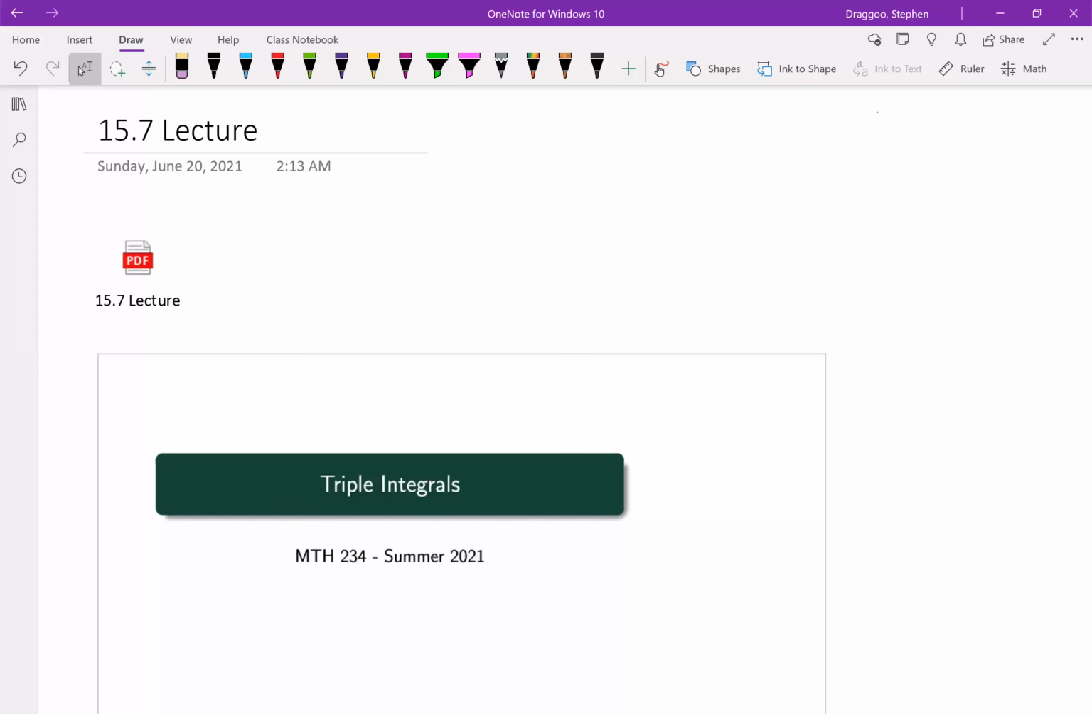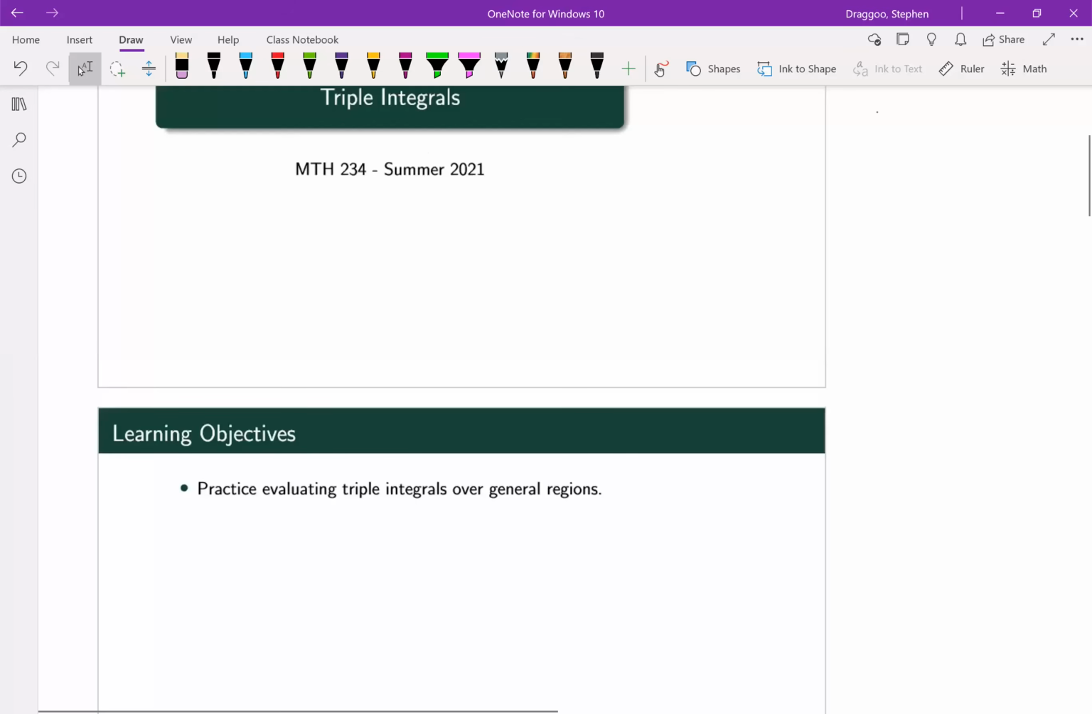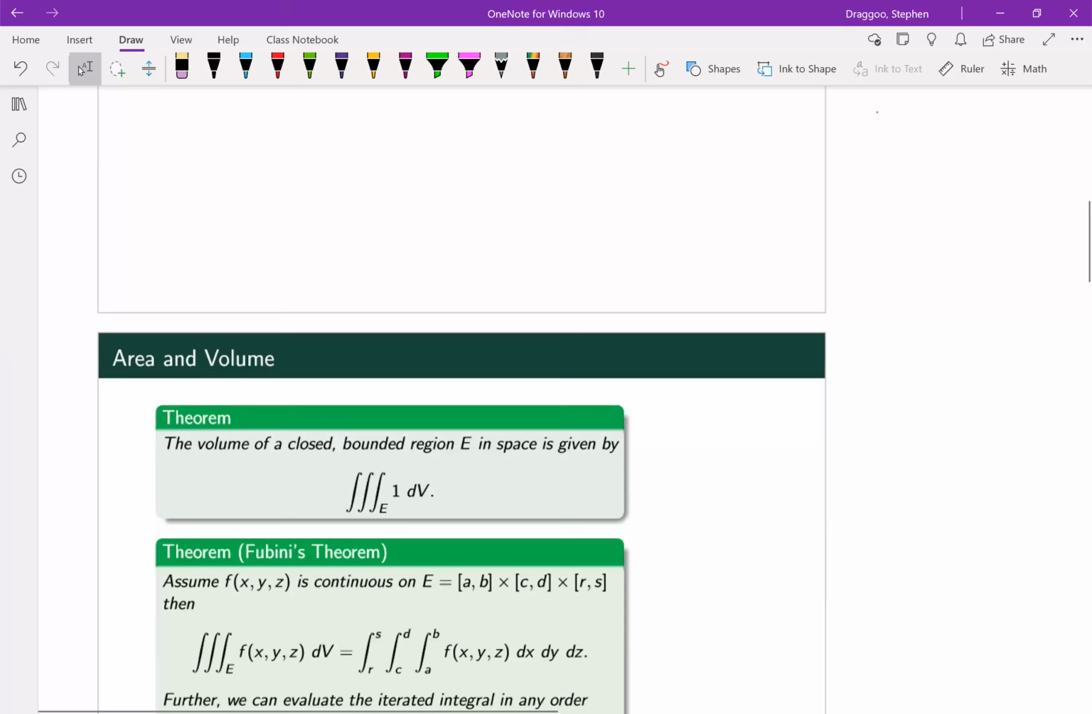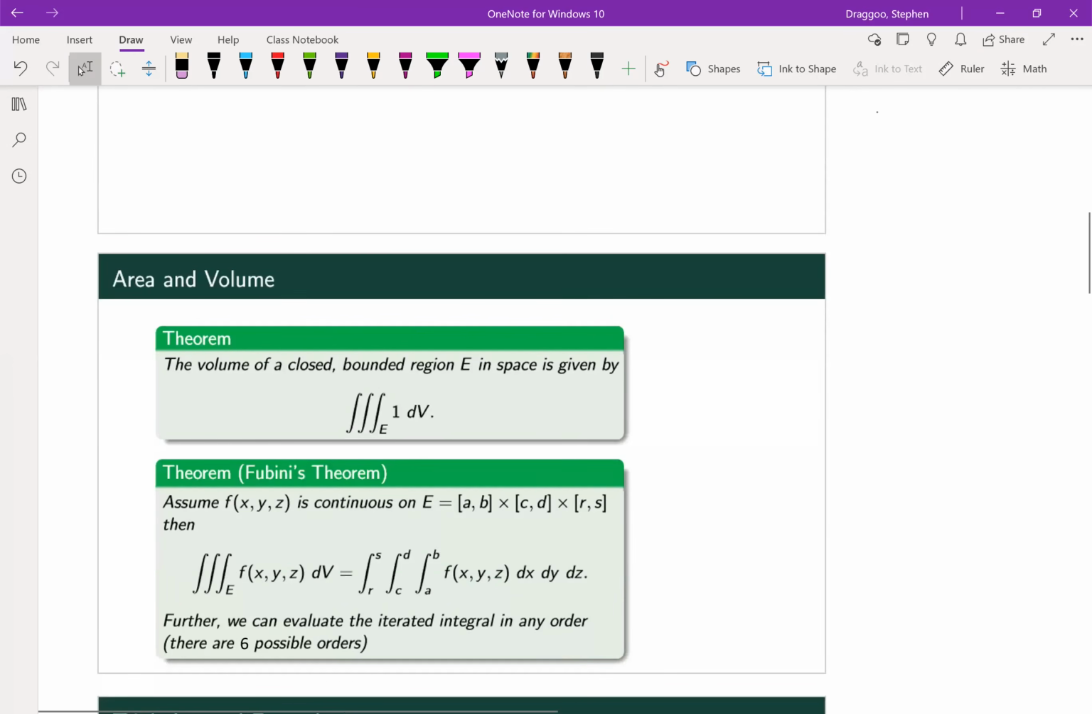All right, let's take a look at section 15.7, which will cover triple integrals. So just the one learning objective this time, we're going to practice evaluating triple integrals over general regions. Just a couple of theorems to talk about first.